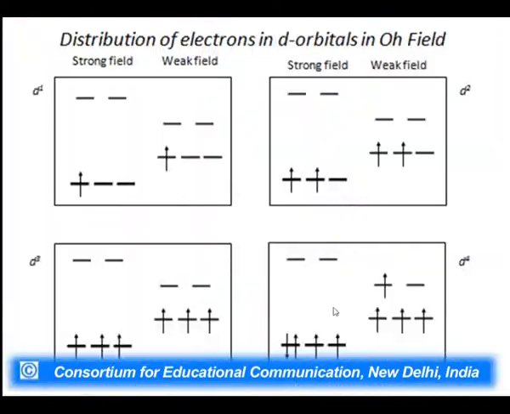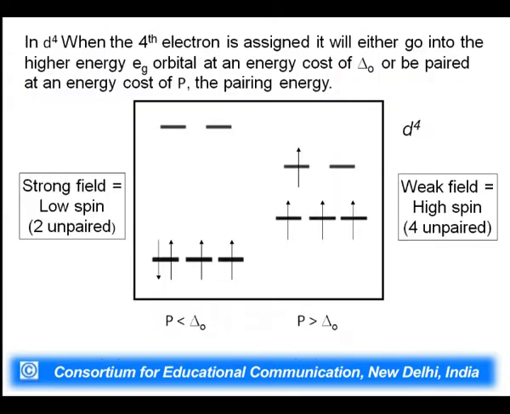So, for d1, d2, d3, the configurations were the same, whereas in d4, in the strong field case, the configuration becomes t2g4, whereas in the weak field case, the configuration becomes t2g3 eg1. Now, just to elaborate on this particular example, let us go a little further, how and what is happening in d4, and when one particular configuration will be more preferred over the other.